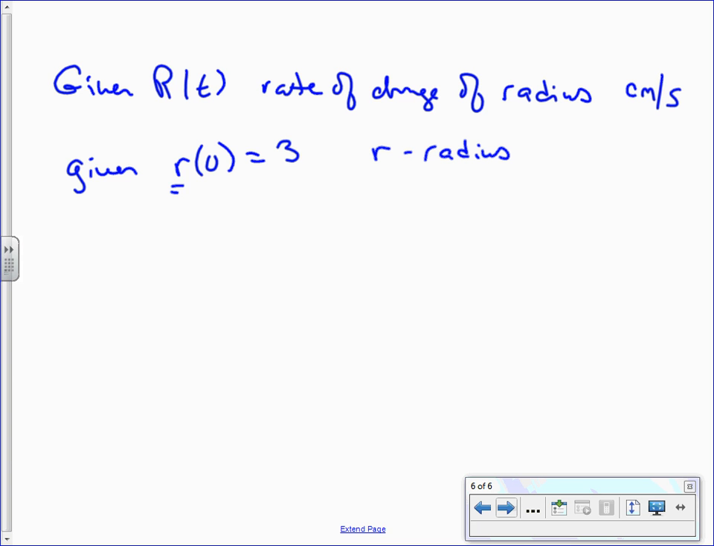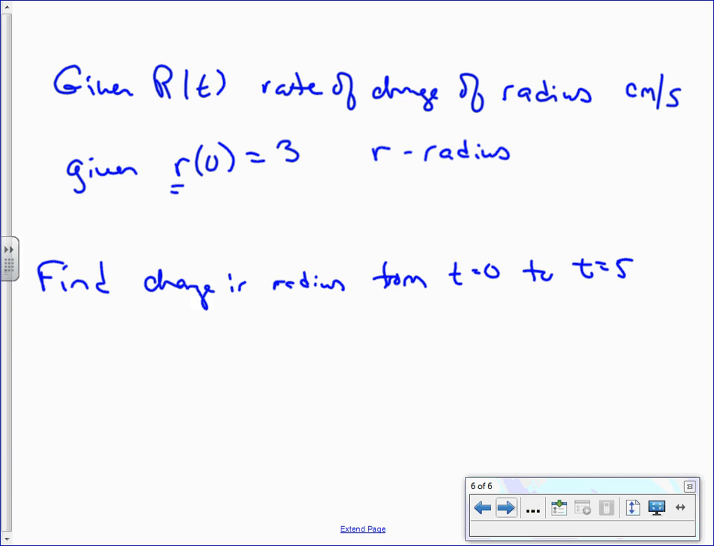Okay? All right? So they're not going to say find the definite interval from 3 to 4. Well, they might, but they're actually more likely to say find the change in the radius and give you a time interval from t equals 0 to t equals 5. Okay? So you have to think back through all those things that are possibilities. Okay? I want to find the change. That's the amount of change.